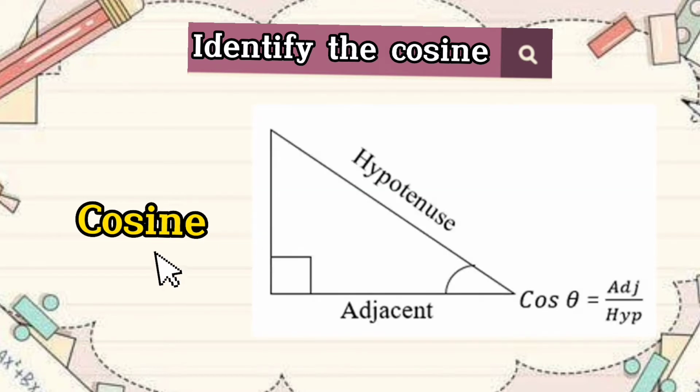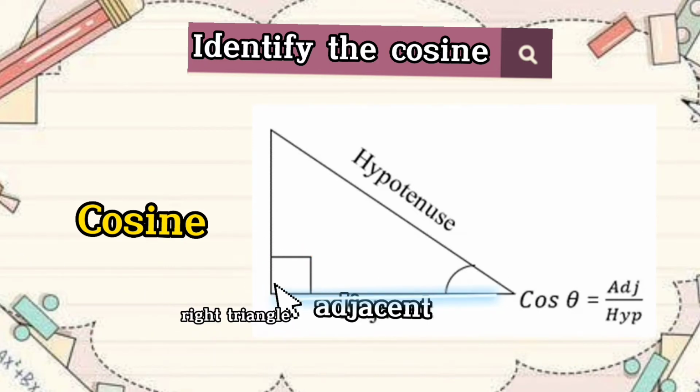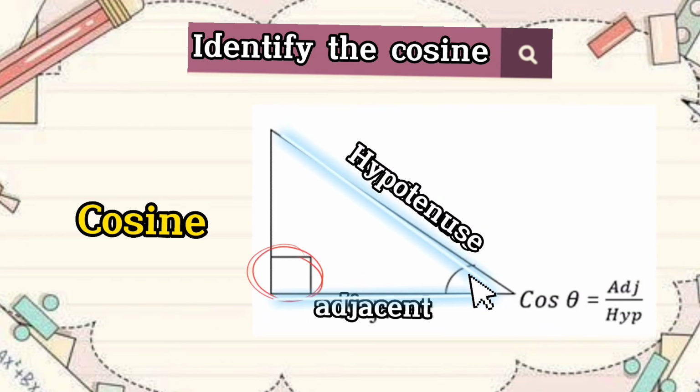Naiintindihan ba? Next, let's identify the cosine. Okay, cosine is a trigonometric function that for an acute angle is the ratio between the leg adjacent to the angle when it is considered a part of a right triangle and the hypotenuse. So the formula for cosine is cosine theta equal to adjacent over hypotenuse.